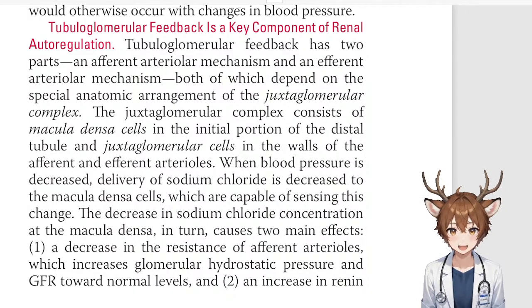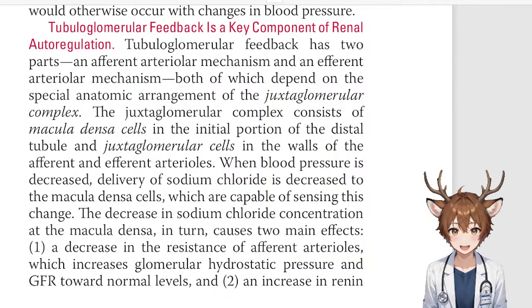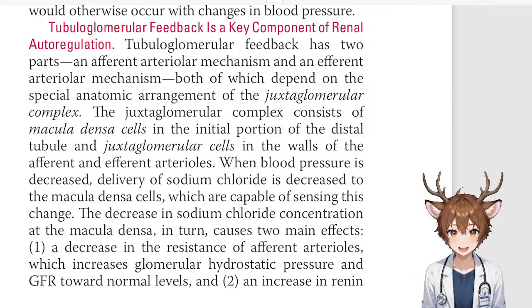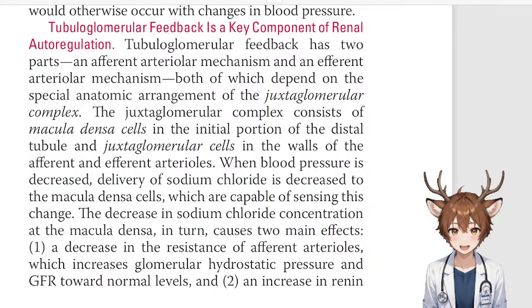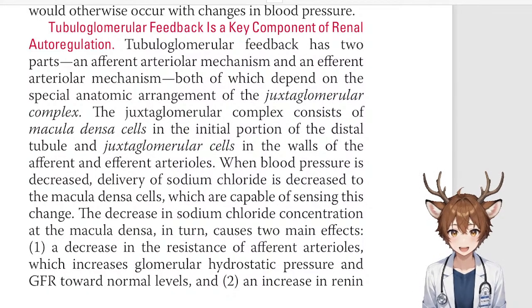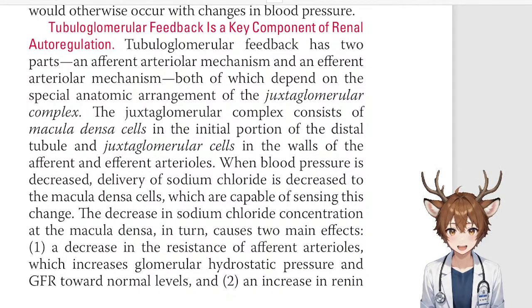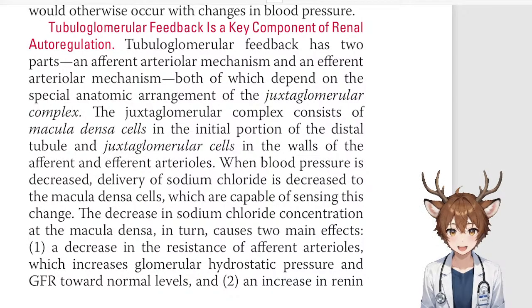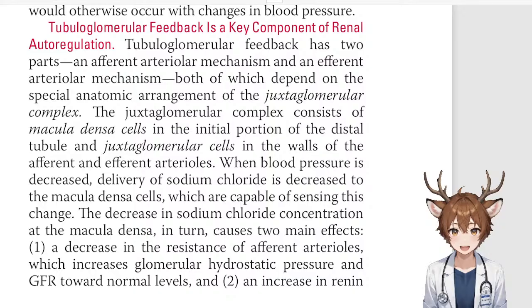Tubuloglomerular feedback is a key component of renal autoregulation. Tubuloglomerular feedback has two parts, an afferent arteriolar mechanism and an efferent arteriolar mechanism, both of which depend on the special anatomic arrangement of the juxtaglomerular complex, the JG complex. So the JG complex consists of macula densa cells in the initial portion of the distal tubule and the JG cells in the walls of the afferent and efferent arterioles.